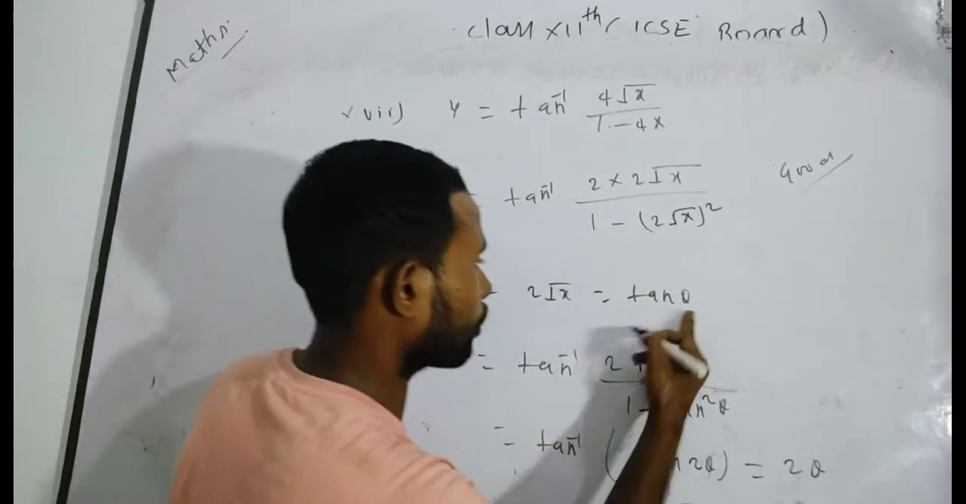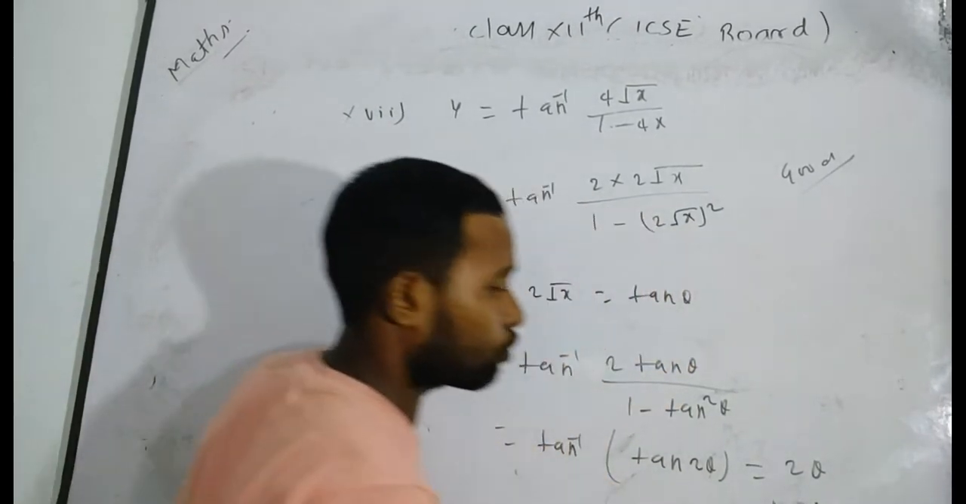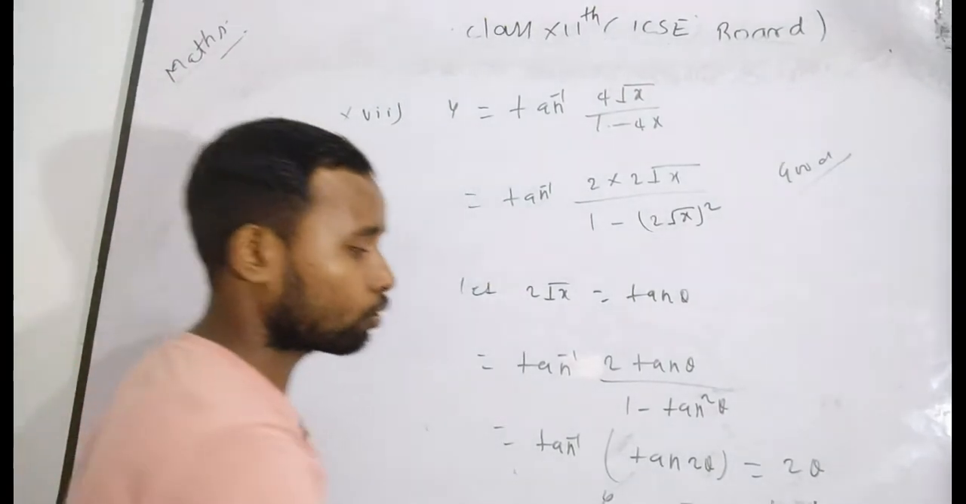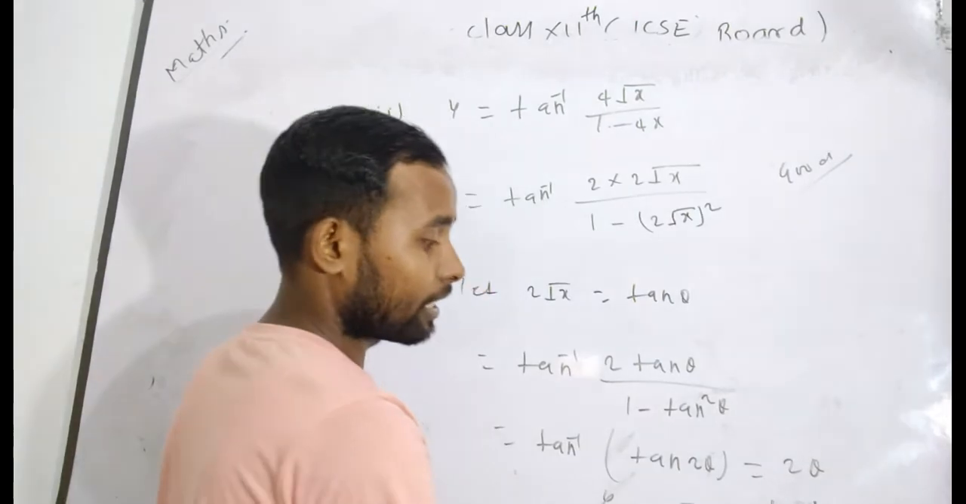Finally 2 into theta is equal to what? Tan inverse 2 root x, 2 tan inverse 2 root x. This is y, y is equal to 2 tan inverse 2 root x. Now you have to differentiate separately. Firstly take 2 common.